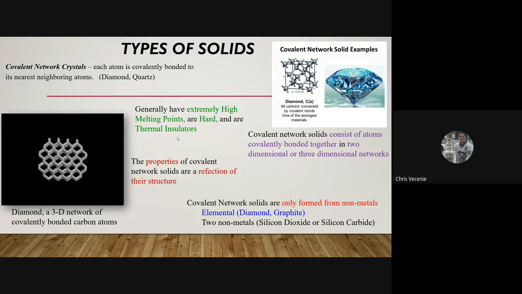These guys are made just like covalent bonds are made. Non-metals, non-metals. Two from the same side of the periodic table. Could be two of the same element, or it could be two different non-metal elements, leading you to things like silicon dioxide or silicon carbide. Just some examples of your covalent network solids. And then, like I said, their properties are a reflection of their structure. The more complex they are, the stronger the network tends to get. So second type, covalent networks.